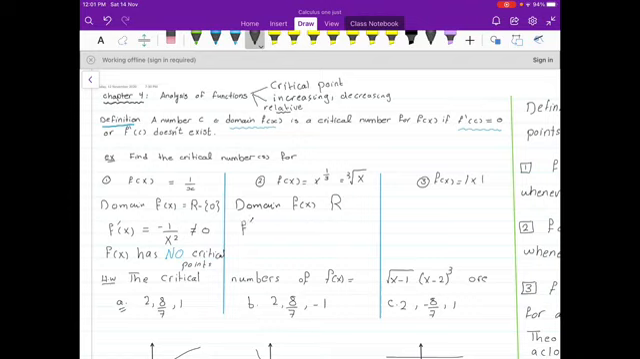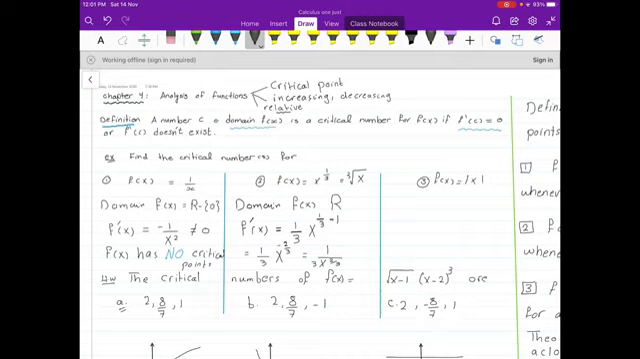Now f'(x), according to the rules of differentiation, we differentiate x to the power 1 over 3 equals 1 over 3 x to the power 1 over 3 minus 1. So this is equivalent to 1 over 3 x to the power of minus 2 over 3. This is equivalent to 1 over 3 x to the power 2 over 3. Obviously f' never equals 0.